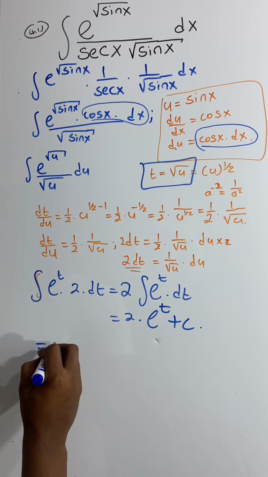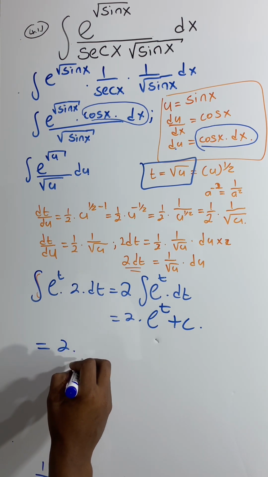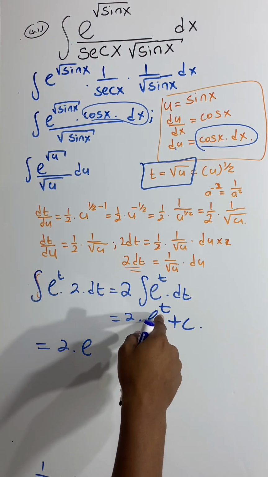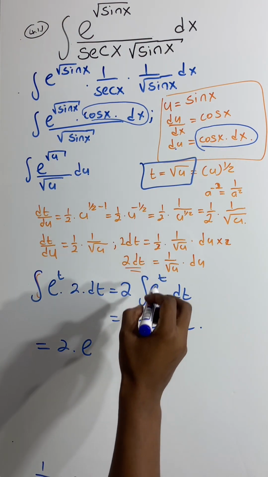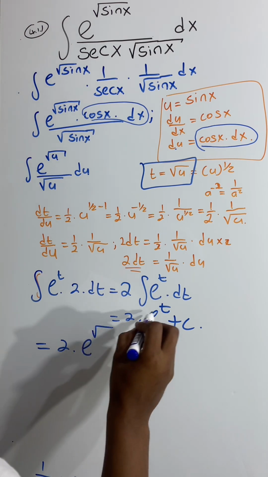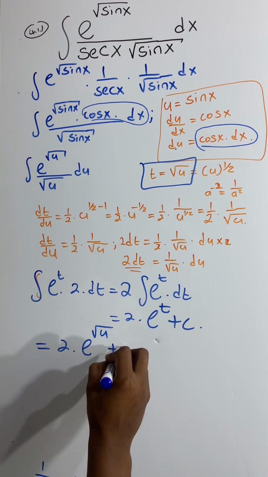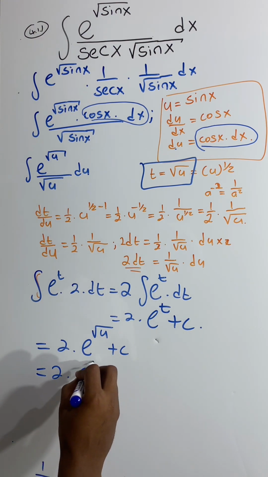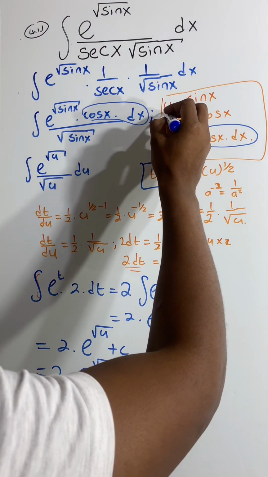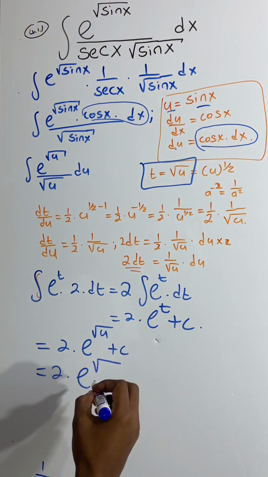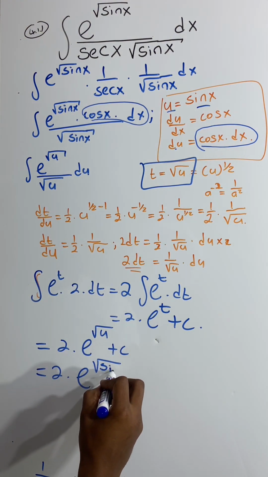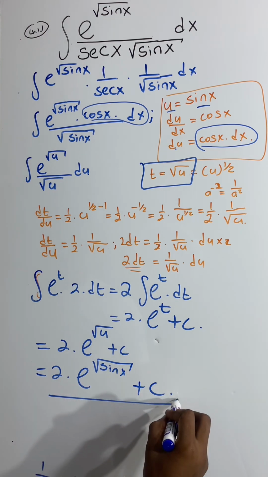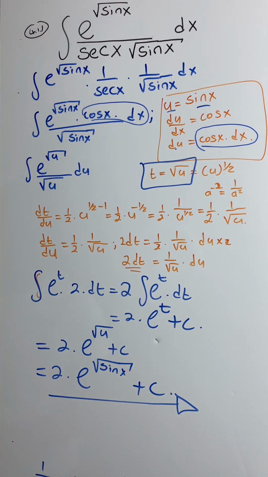Our integral is not in the form of t, it's in the form of x. But before we can substitute anything with x, let's substitute back the square root of u in the place of t. And finally we can substitute sin x in the place of u, and this becomes our final answer.